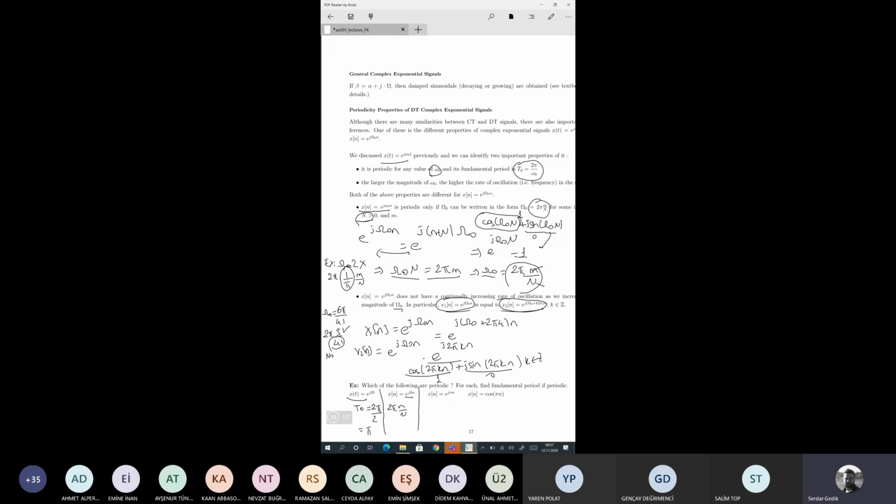What about x of n equals e to the power j pi n? In this case, omega 0 is pi, and it is equal to 2 pi m over N. If m is equal to 1 and N is equal to 2, which is my fundamental period, or N0, I can say that this is periodic. If x of n is cosine pi n, then it is equal to the real part of e to the power j pi n, right? So I can say that in this case, omega 0 is equal to pi, and N is equal to 2. So this is periodic.